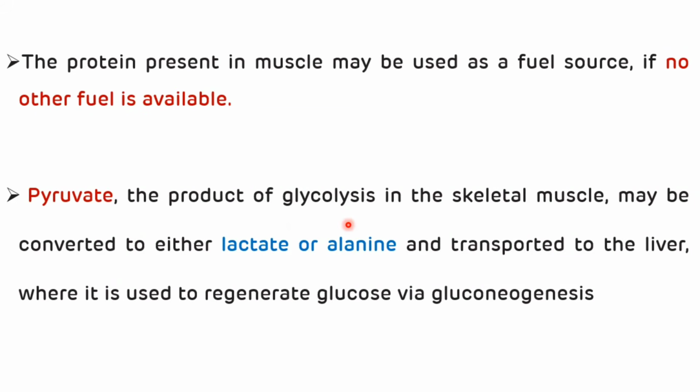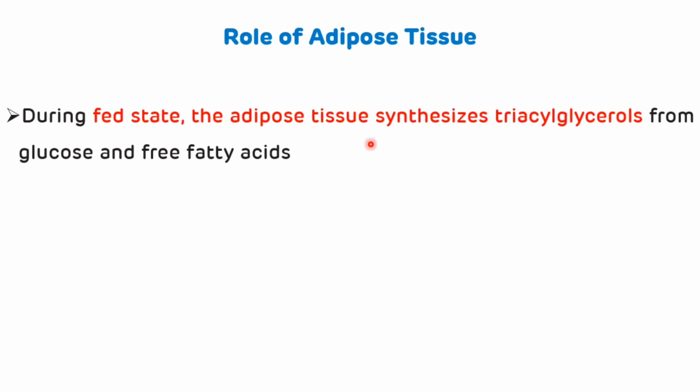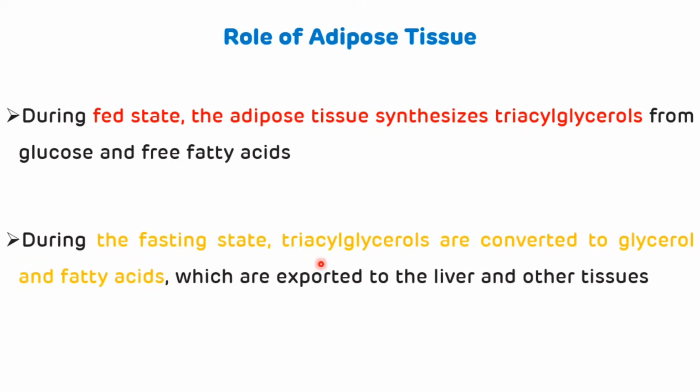Pyruvate, which is produced at the end of glycolysis in the skeletal muscle, may be converted to either lactate or alanine, and it is transported to the liver where it is used to regenerate glucose via gluconeogenesis. Now, role of adipose tissue. During fed state, adipose tissue synthesizes triacylglycerols from glucose and free fatty acid, and during the fasting state, triacylglycerols are converted to glycerol and fatty acids which are exported to the liver and other tissues.